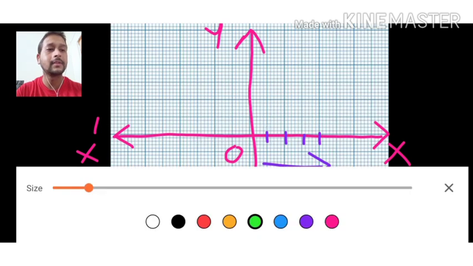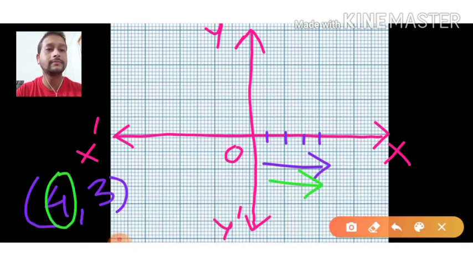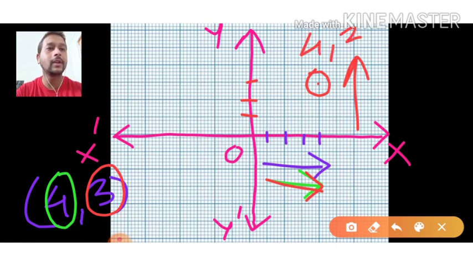So we have 4, and then 3 is on the y coordinate. So we have to go 1, 2 and 3. At first we'll go to the right, and then we'll go up. How many? 3. So this is 1, this is 2 and this is 3. So this will be the point (4, 3).